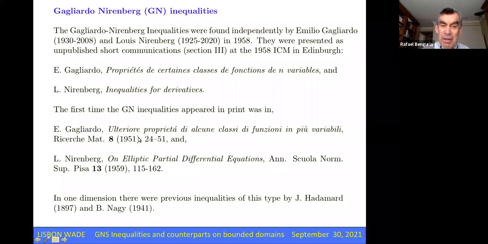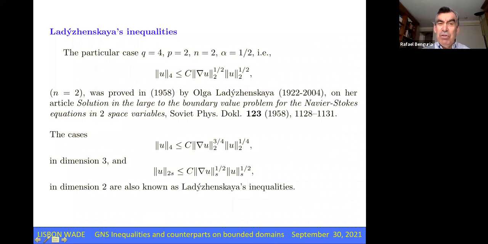And in one dimension, there were previous inequalities by Hadamard in 1897 and Nagy in 1941. And also present at the ICM in Edinburgh was Olga Ladyzhenskaya, and she proved a special case of the Gagliardo-Nirenberg inequalities for Q equal 4 and P equal N equal 2 and alpha equal 1/2. And this is the inequality that she treated.